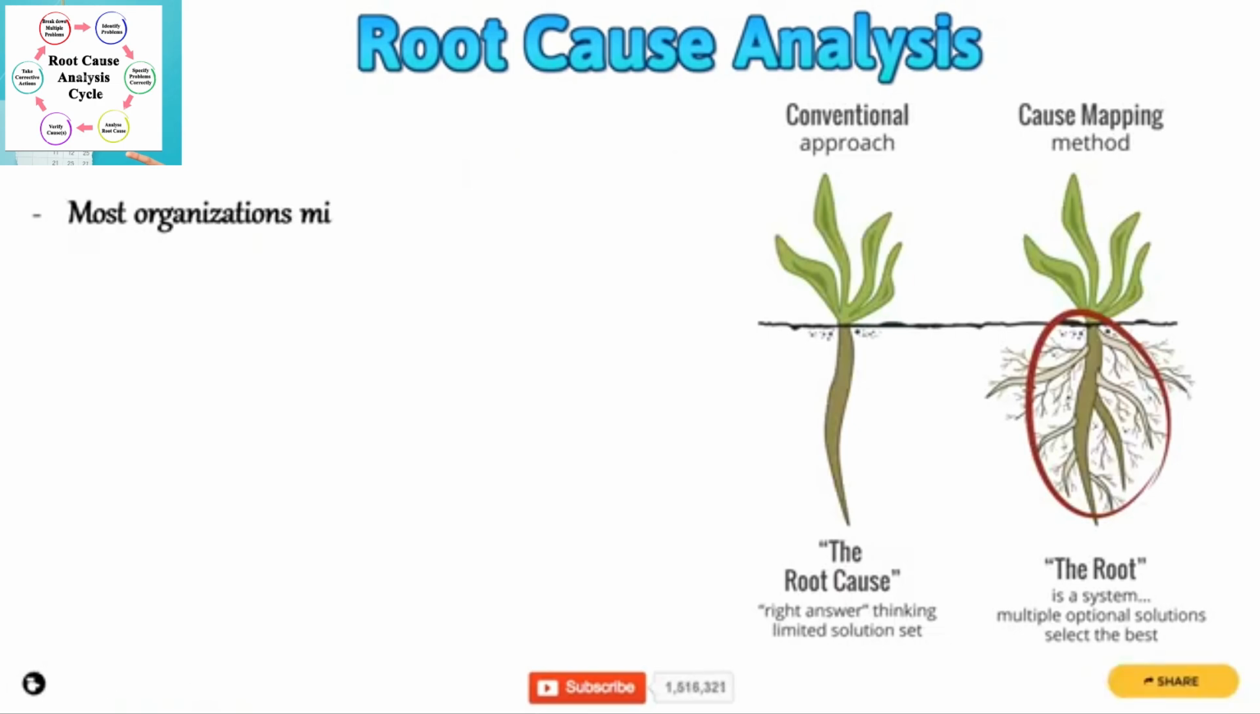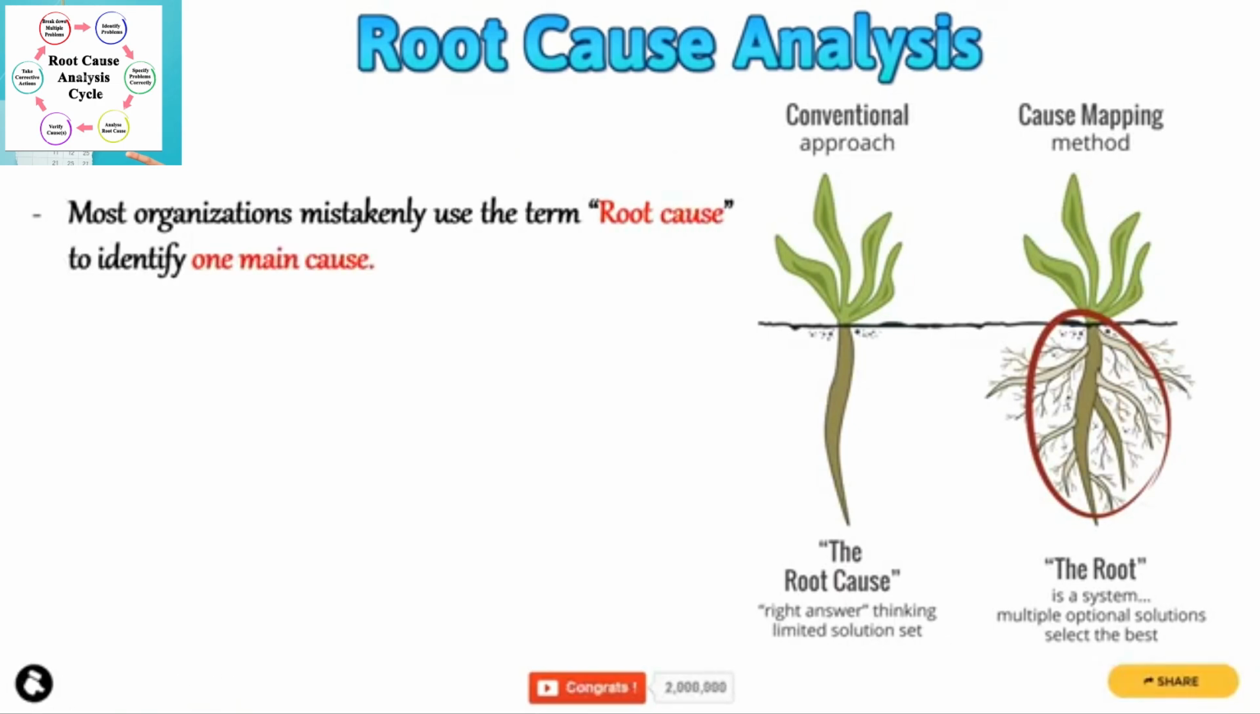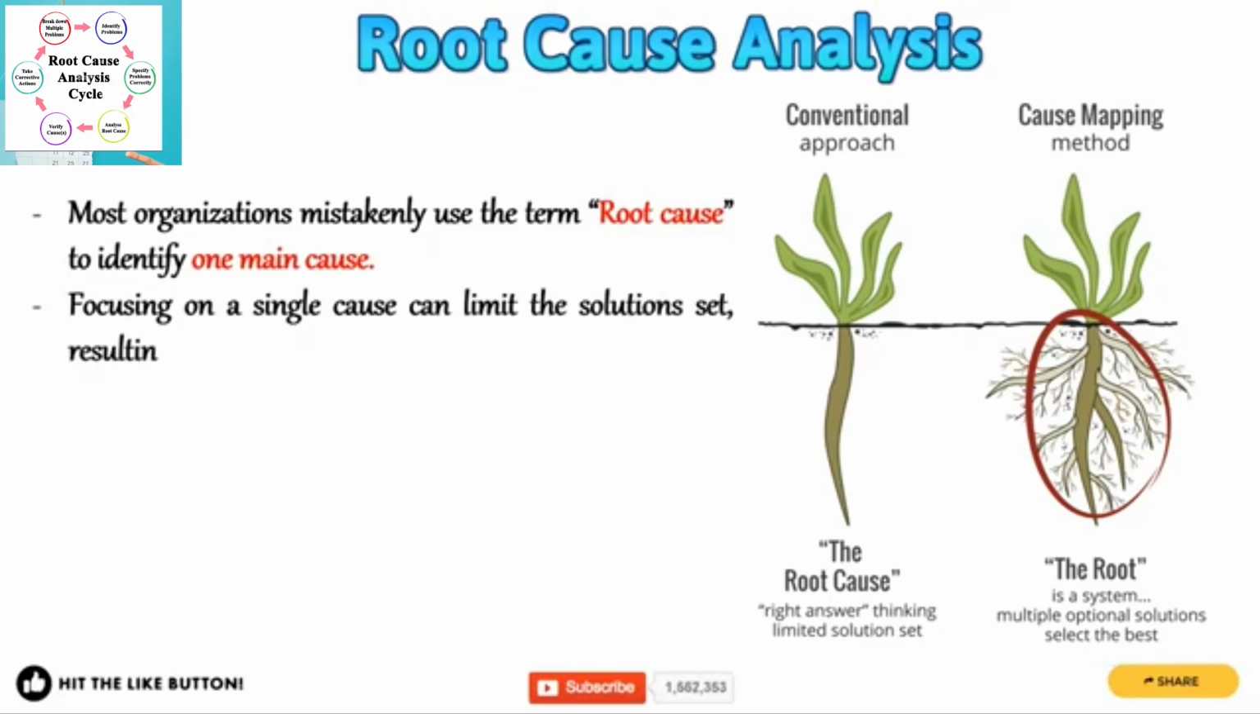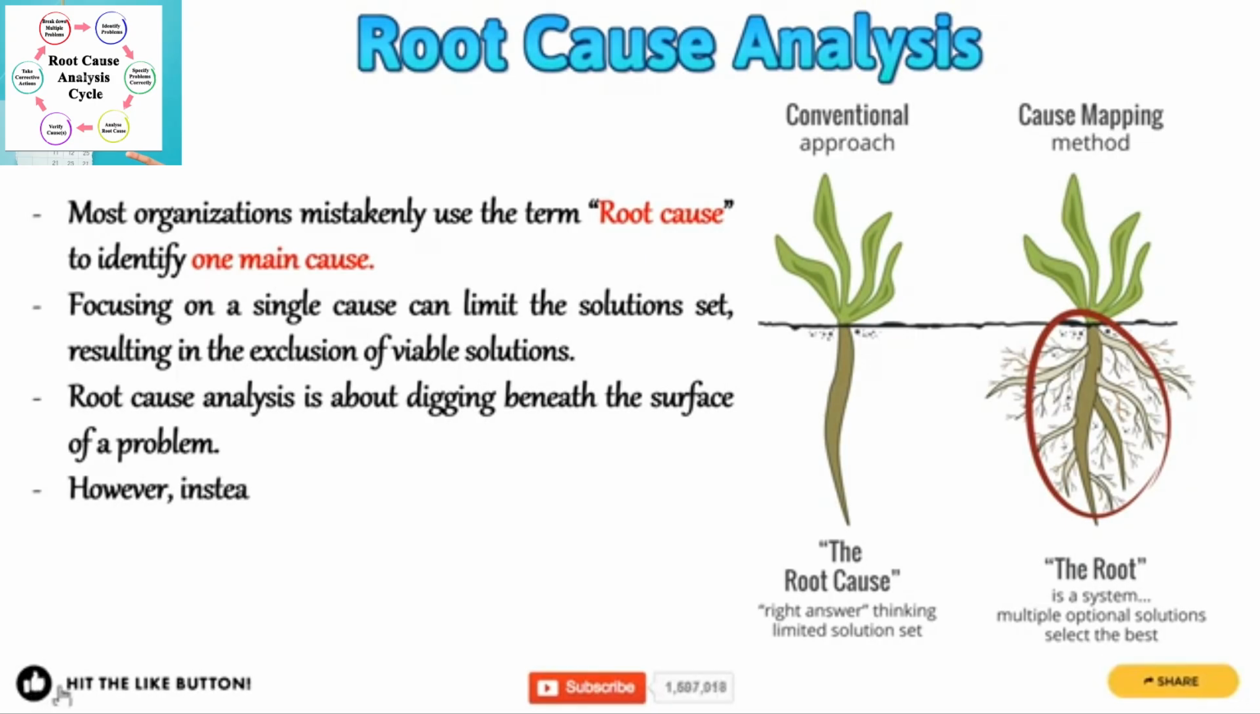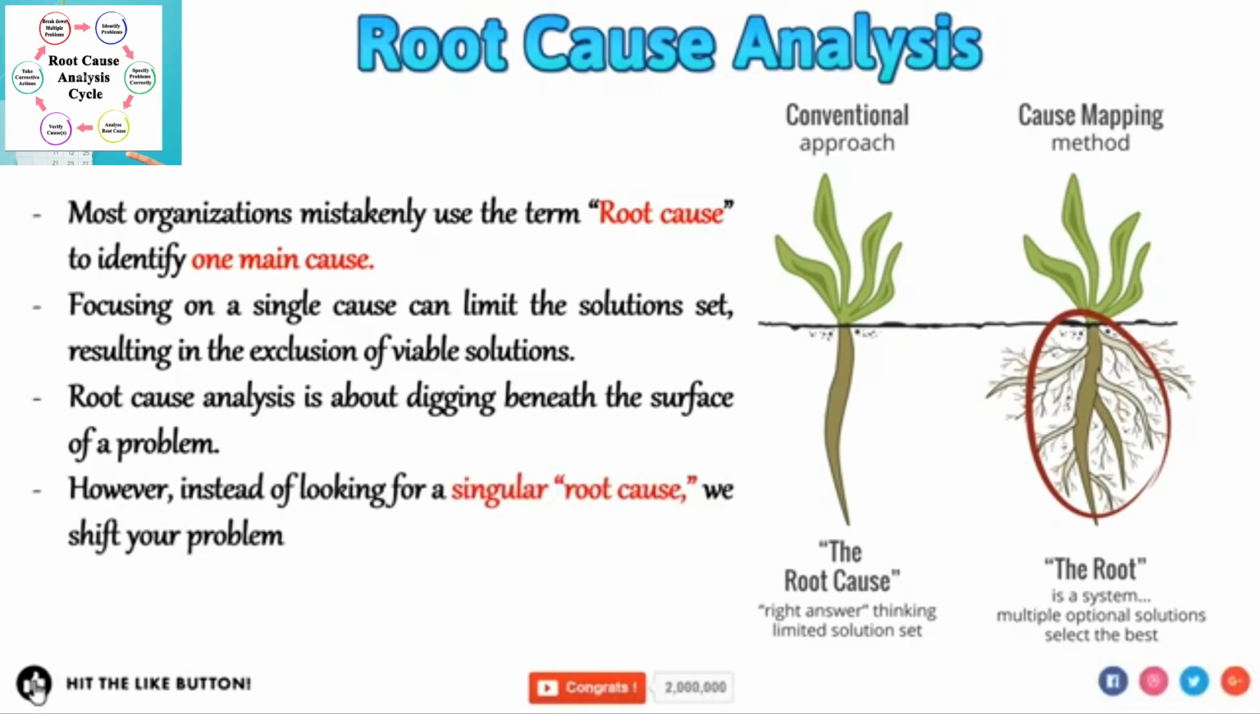Most organizations mistakenly use the term root cause to identify the one main cause. That is the conventional approach, but focusing on a single cause can limit the solution set, resulting in the exclusion of viable solutions. Root cause analysis is about digging beneath the surface of a problem, identifying multiple root causes, so that we can shift our focus from a singular root cause to the multiple root causes which could affect the problem, so that we can apply multiple controls as well.